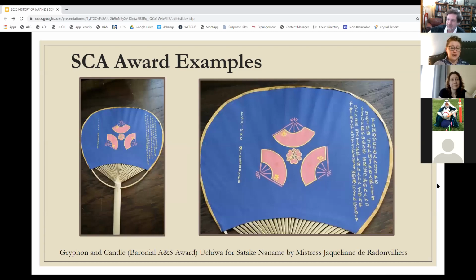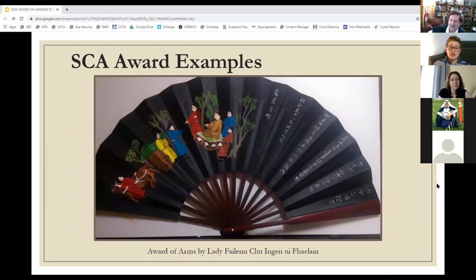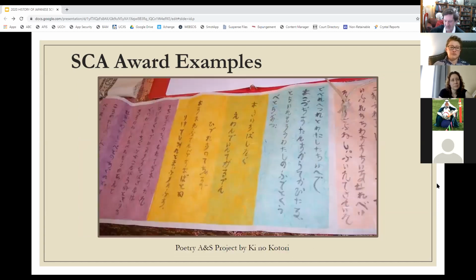This is a Griffin Candle Baronial ANS Award, Uchiwa, for me, by Mistress Jacqueline de Rodinevers. This is an award of arms by Lady Faline to Egan U Faline. This is very nice. What I like about this is all the colors, and the calligraphy is very nice too. And this is done in an early Nara period style, because look at all the Chinese clothing again. It actually looks like one of the scrolls we looked at earlier.